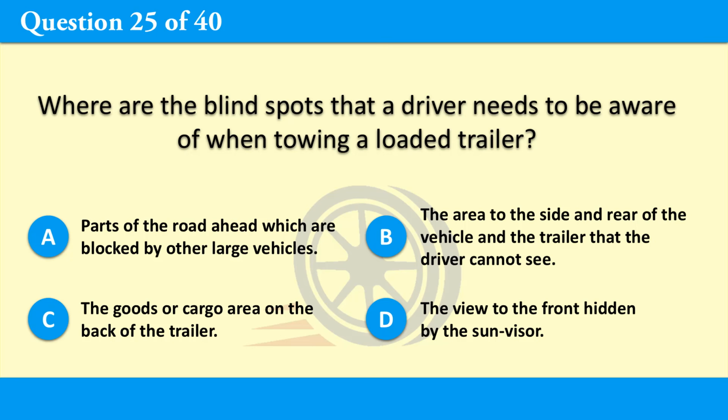Where are the blind spots that a driver needs to be aware of when towing a loaded trailer? A. Parts of the road ahead which are blocked by other large vehicles. B. The area to the side and rear of the vehicle and the trailer that the driver cannot see. C. The goods or cargo area on the back of the trailer. D. The view to the front hidden by the sun visor.